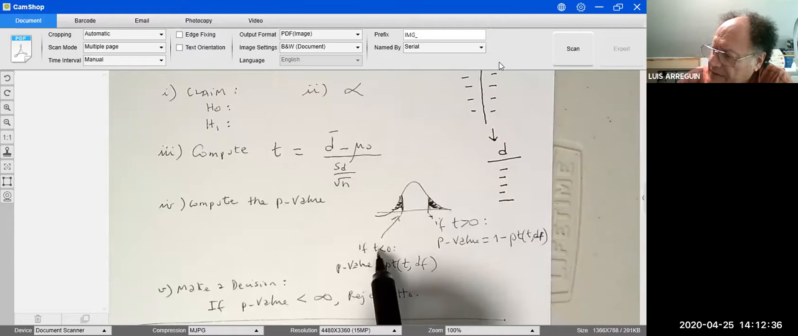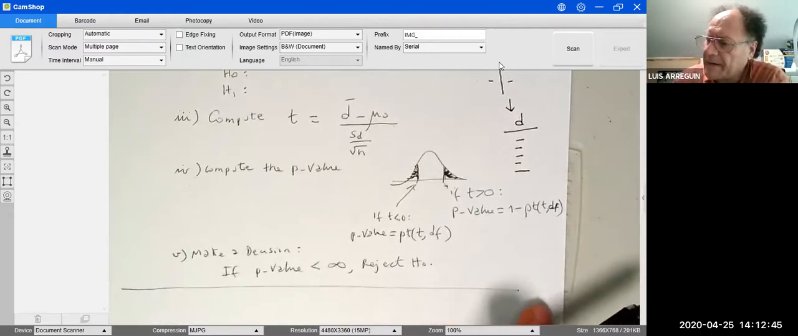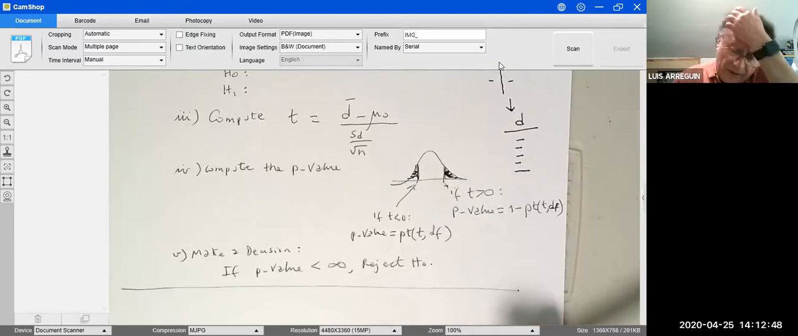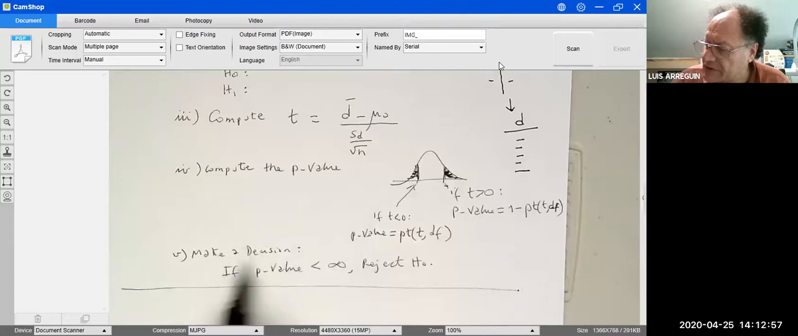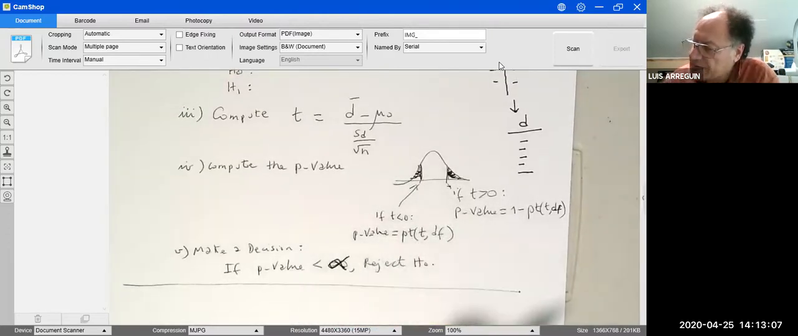And if the test statistic t is negative, then you're going to use just pt of t and degrees of freedom. So this is very similar to the hypothesis test of a mean. Remember, we covered that in the previous chapter, and we also use the student t distribution. Then you make a decision. If you're using the p-value, you just compare your p-value to alpha, and if the p-value is less than alpha, you're going to reject the null.